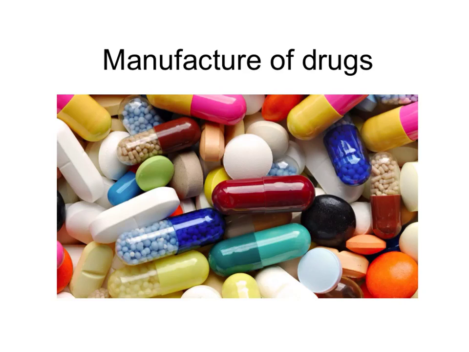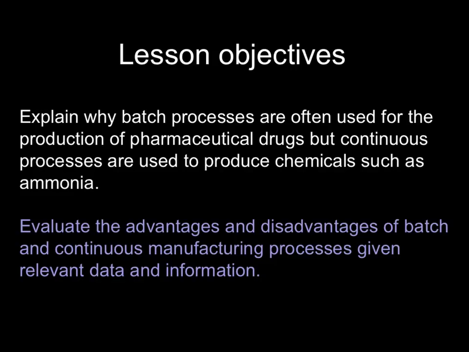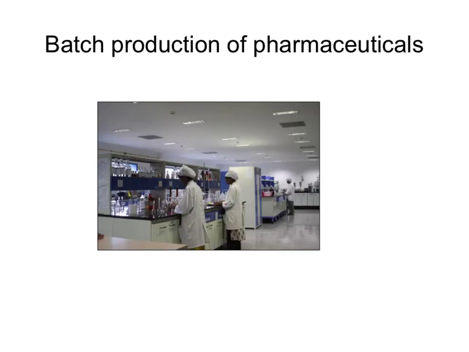This tutorial looks at the manufacture of pharmaceutical drugs and compares batch and continuous methods of production, along with looking at the safety of drugs, looking at the manufacture of the materials going into drugs, and why drugs have to be pure. I'll look at why batch processes are often used in the production of pharmaceutical drugs, whereas continuous processes are usually used for large-scale industrial chemicals like ammonia, and then the advantages and disadvantages of each of these processes.